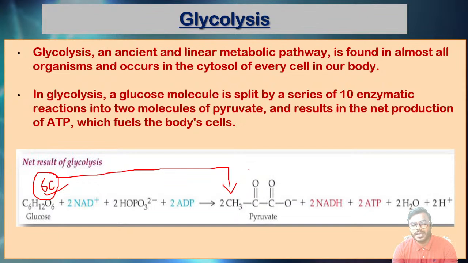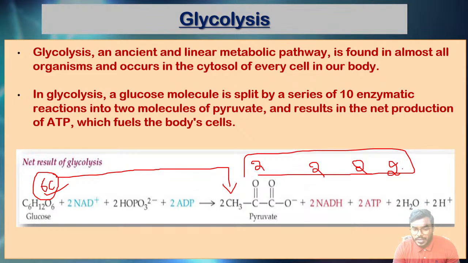Each pyruvate is how many carbons? 3 carbon. In glycolysis we will get 2 pyruvate, 2 NADH, 2 ATP and 2 water molecules. I want you to remember the 4 2's. So one is 2 pyruvate, 2 NADH, 2 ATP and 2 water molecules.